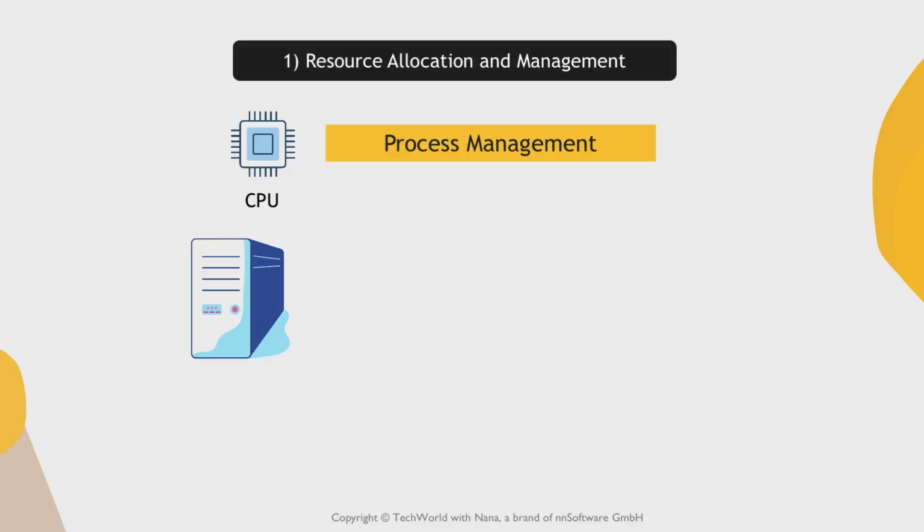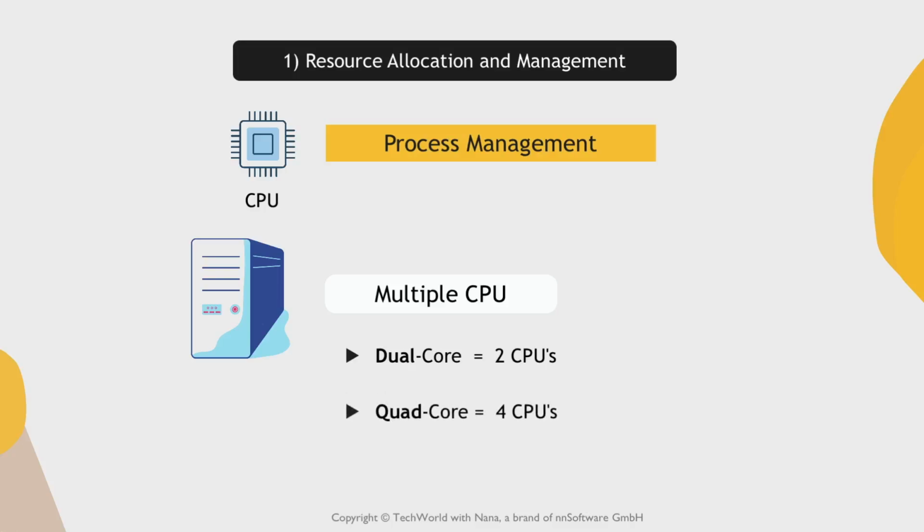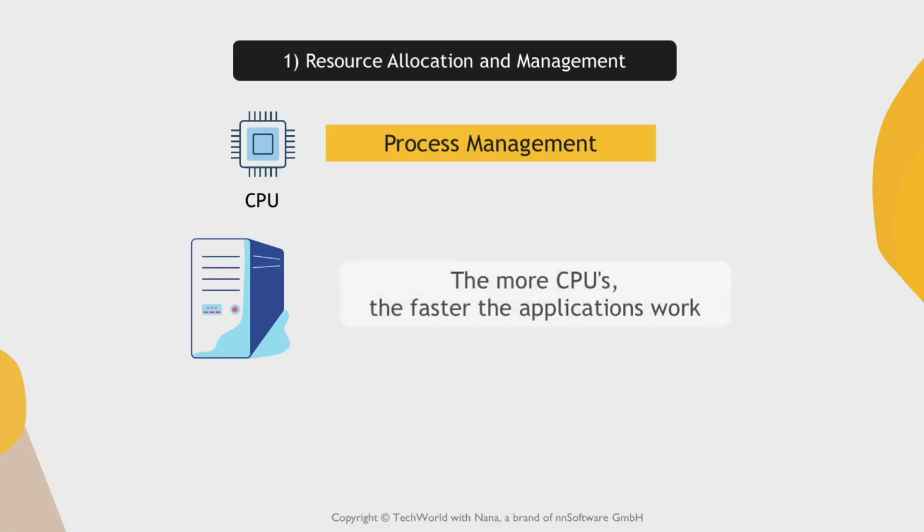However, with recent technological developments, as we all know, we have multi-CPU, which are multi-core computers, which are pretty much a standard nowadays. So there are terms like dual core, meaning 2 CPUs or 2 processors, or quad core, meaning 4 processors. And of course, the more processors or more CPUs you have in your computer, the faster the applications will work because they can basically execute these processes in parallel, right? Each CPU running one process.